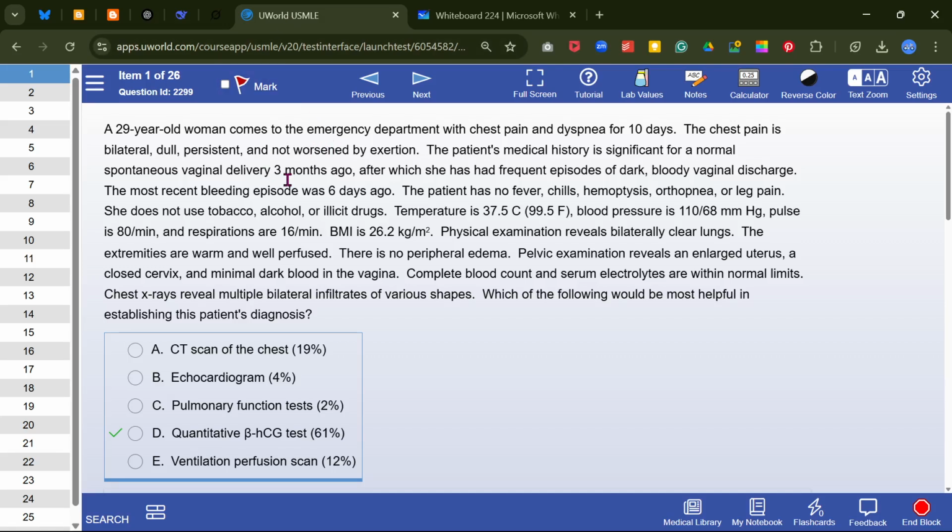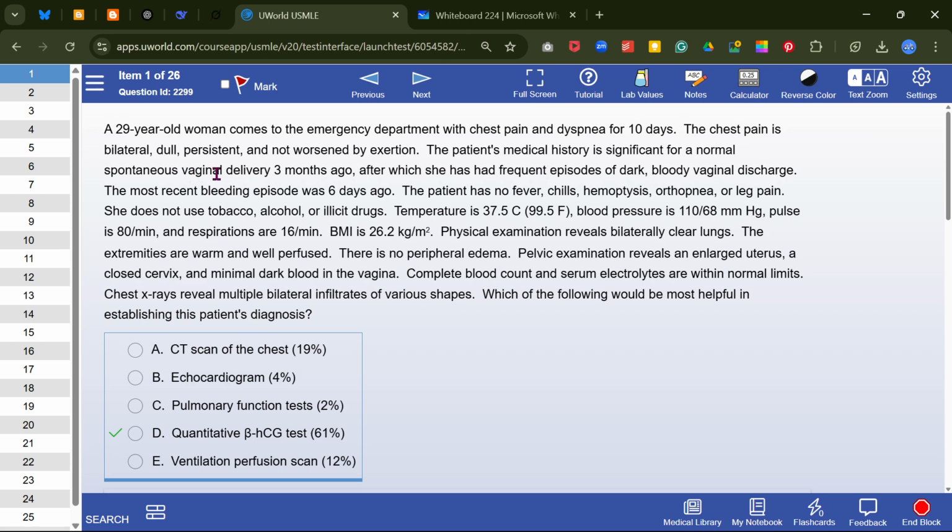Now look at question number one. Look at the stem. Physical examination: enlarged uterus, closed cervix, and minimal dark blood in the vagina. Chest X-ray: multiple bilateral infiltrates of different shapes. What would be most helpful for establishing the diagnosis? This patient has chest pain and dyspnea for 10 days.